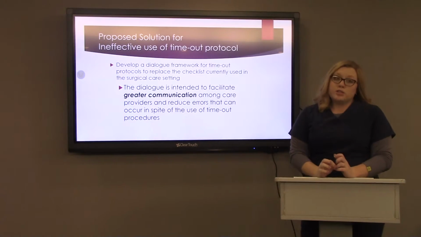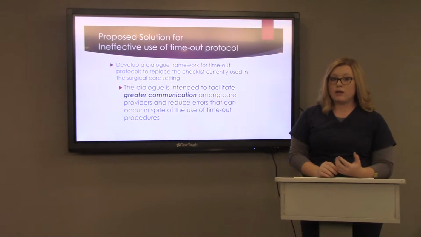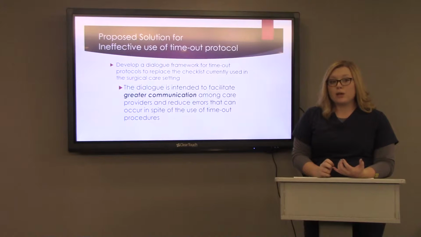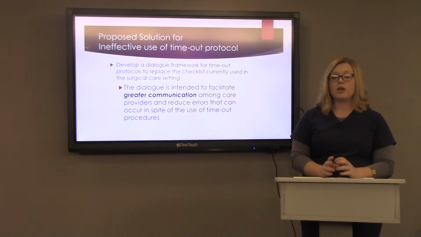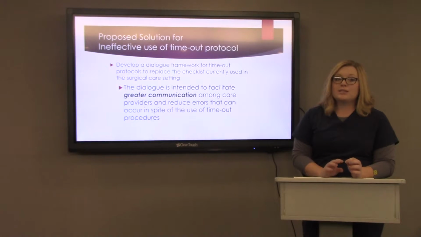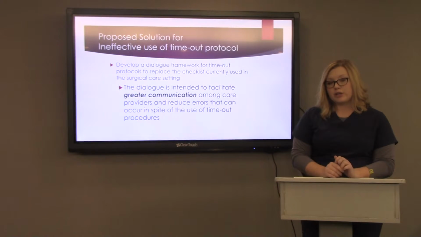The proposed solution for the ineffective use, as in our facility, of the timeout protocol is to develop a dialogue framework for timeout protocols to replace the checklist currently used in our surgical care setting. The dialogue is intended to facilitate greater communication among care providers and reduce errors that can occur in spite of the current use of the timeout procedure.